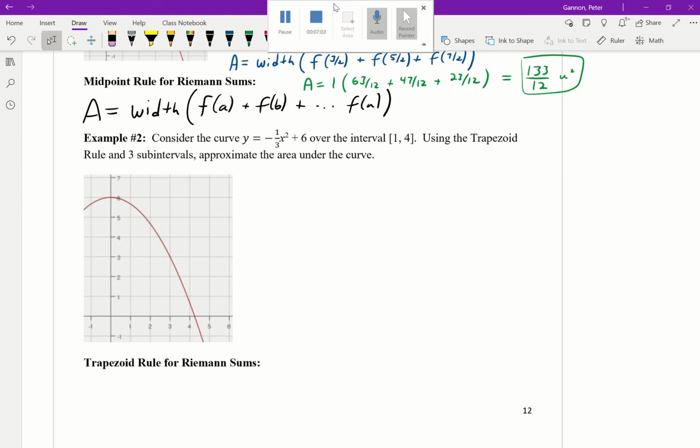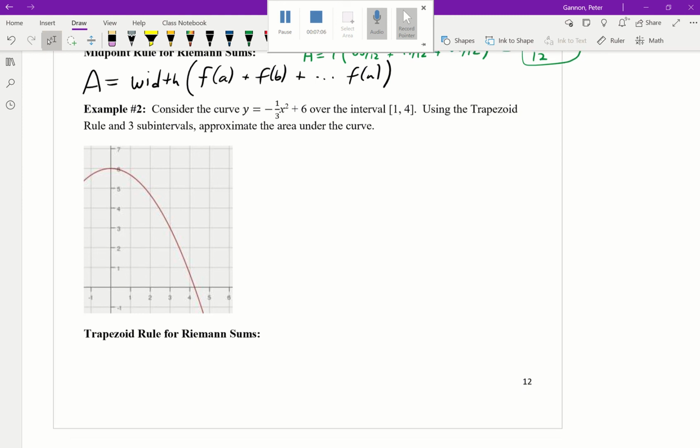So as we take a look at this, let's just visualize what's happening. With the trapezoidal rule, we're basically using trapezoids on our subintervals. So it's going to look like this. The next one's going to look like that. And our last one is going to look like that. Again, we're using the area of those trapezoids to represent the area under the curve.